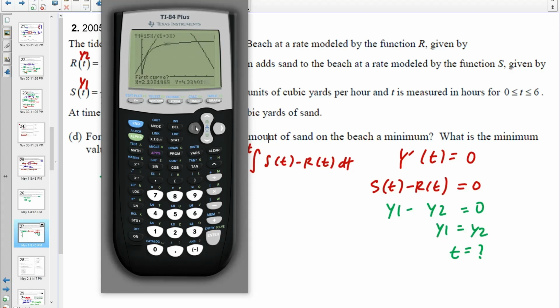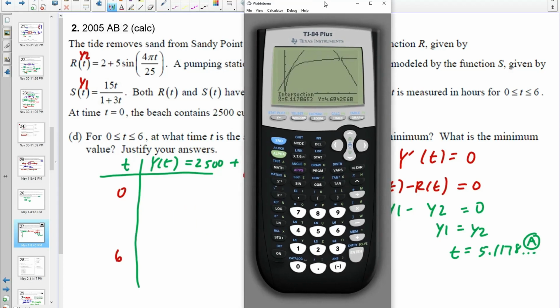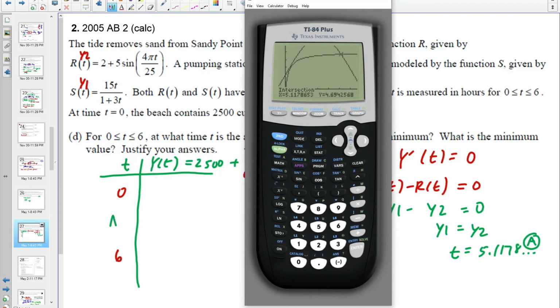Go to the left of my first point here, hit enter, go to the right of my first point, hit enter. When it says guess, hit enter. And it looks like there is not a point here. There's really only one intersecting point, and that x value is 5.1178, and so on. I'm going to call this number A. I can't round it yet because I'm still using that number, but that is my critical value. So I'll put A right in here, which is 5.1178.